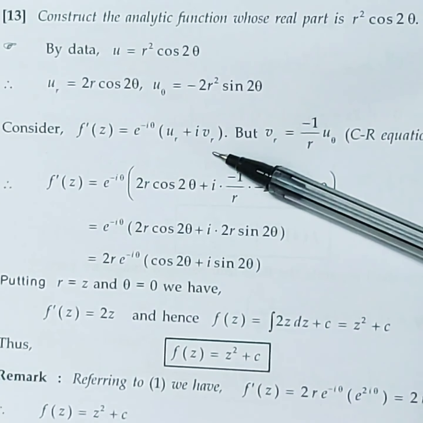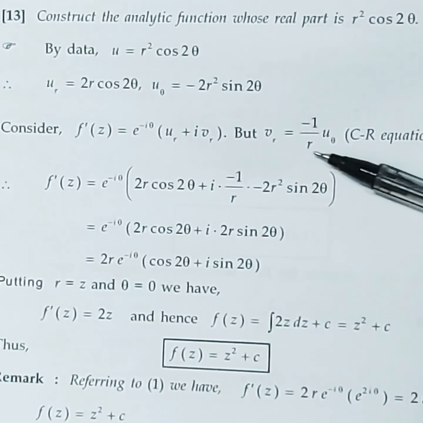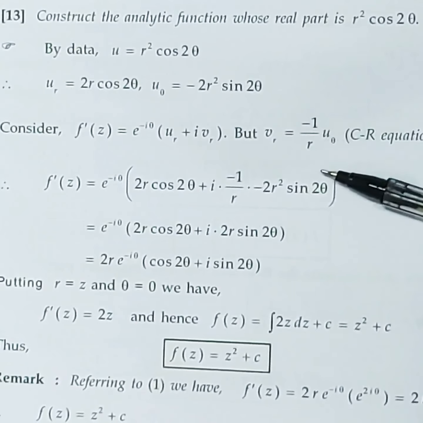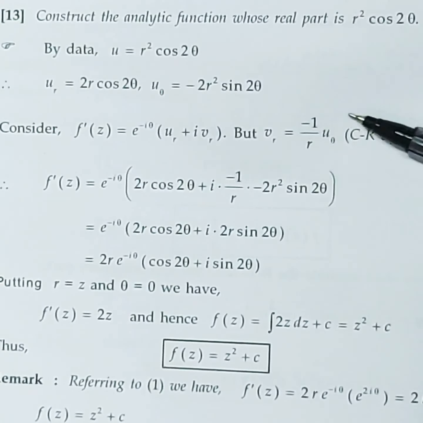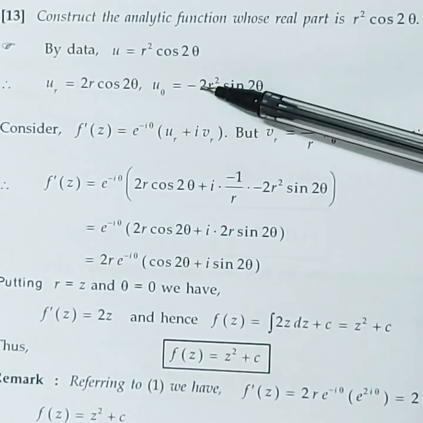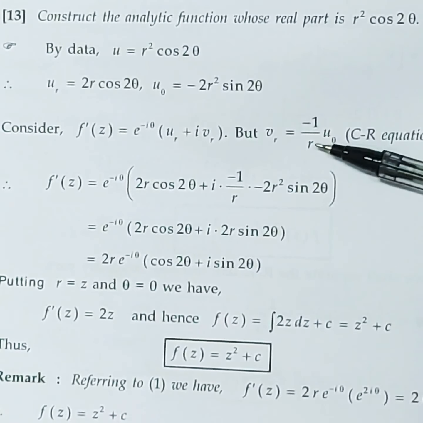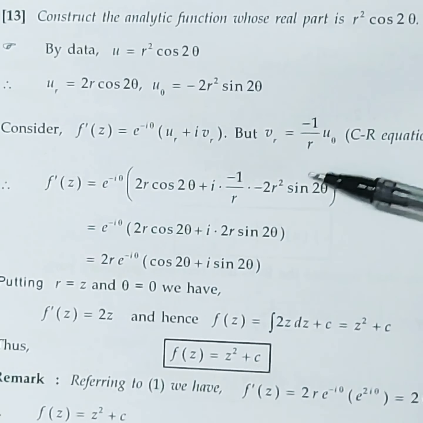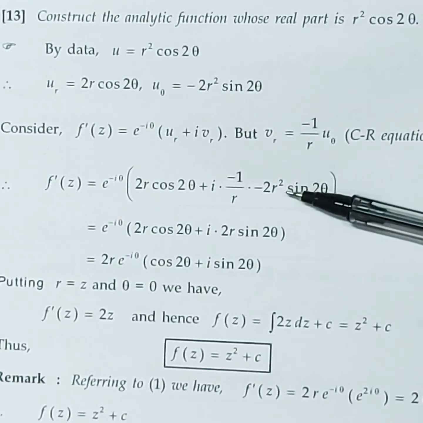What is the CR equation? r v r is equal to minus u theta. Therefore, v r is minus u theta by r. So, we can derive v r by using this. So, minus of what is u theta? Already we have one more minus sign. This minus and this minus will become plus. So, we will get 2 r square sin 2 theta by r. So this minus and this minus became plus and r got cancelled.